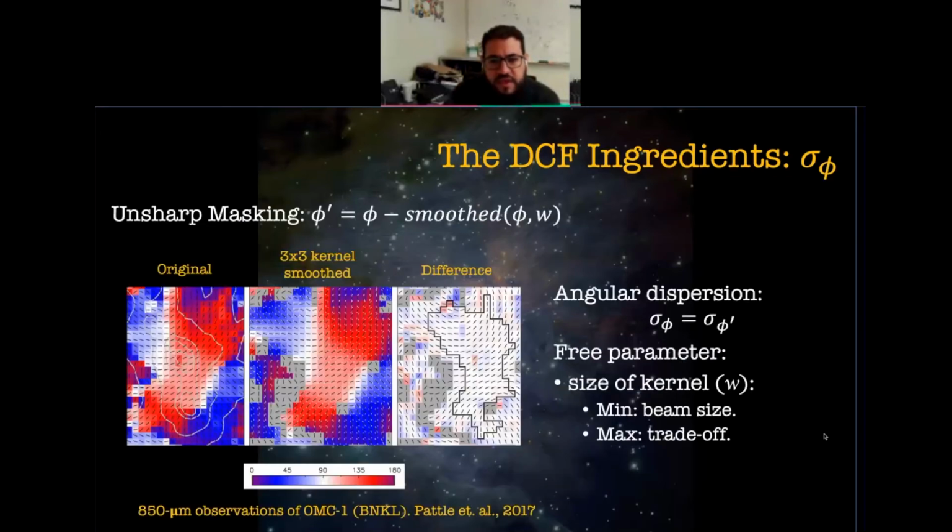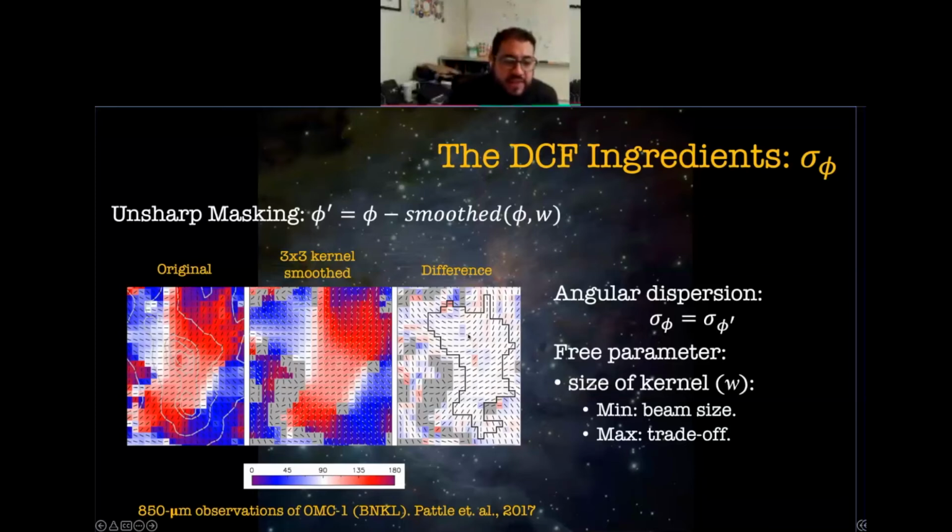Now, the unsharp masking method basically, the idea behind it is that if you have a polarization map like this one here, you can smooth it a little bit to try to infer that large scale structure. Basically, if I smooth it a little bit, I can get rid of that turbulent deviation, and therefore the difference between these two maps will give me that turbulent component that I want.